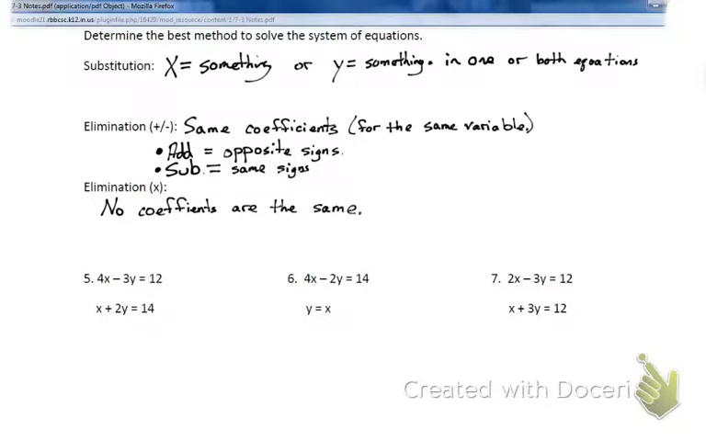Alright, so here are your 3 examples. Again, we've done all this, so you should probably try these on your own and then just double check and see if you got them right by pausing the video and then playing it to see if you did them correctly.